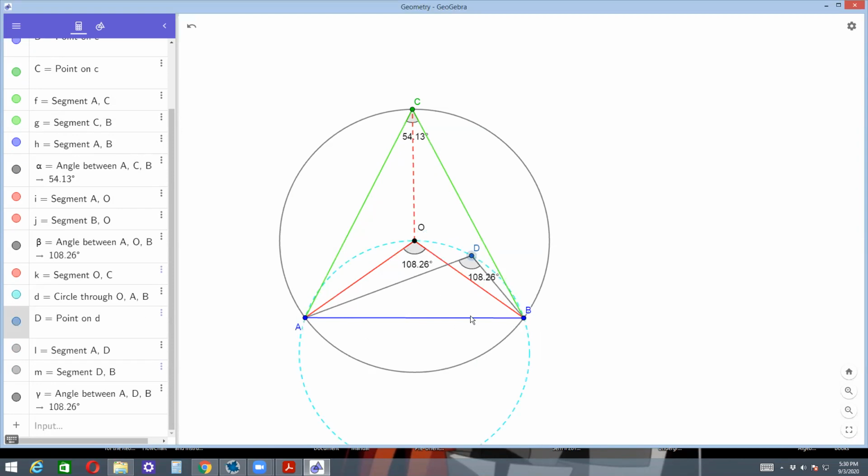Reason being is it would work as long as A, B, D, and the center of the circle lie on a common circle. Because this angle would always be equal to this angle, right? Angle subtended on the circumference is the same. So again, be careful with that. Let's repeat that. If you have 4 points such that ACB is a half of ADB, it does not imply that D is the center of the circle. All it implies is that A, B, D, and the center lie on a circle.